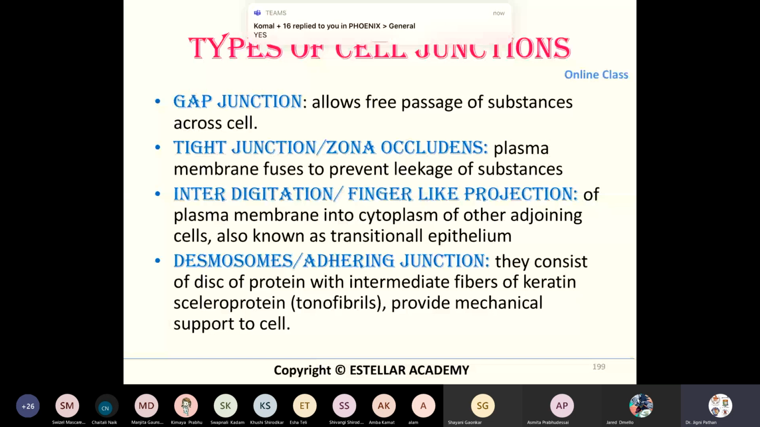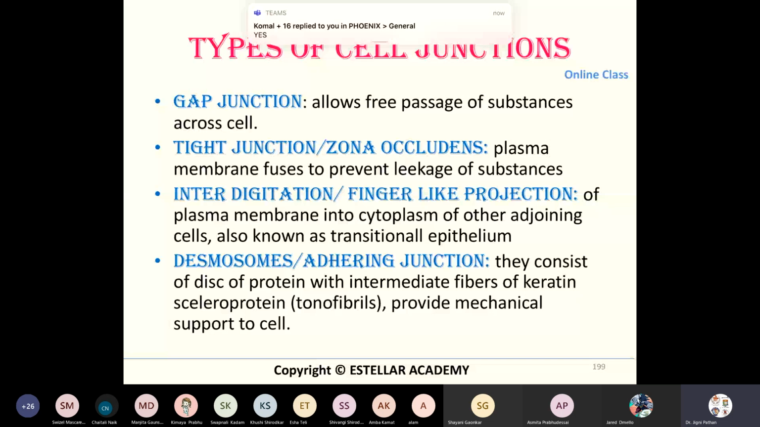Then you have interdigitations, or finger-like projections. Here the plasma membrane projects into the cytoplasm of the adjoining cell. Like your fingers, when you take both hands and interlock your fingers, something like that. That is called finger-like projection or interdigitations.